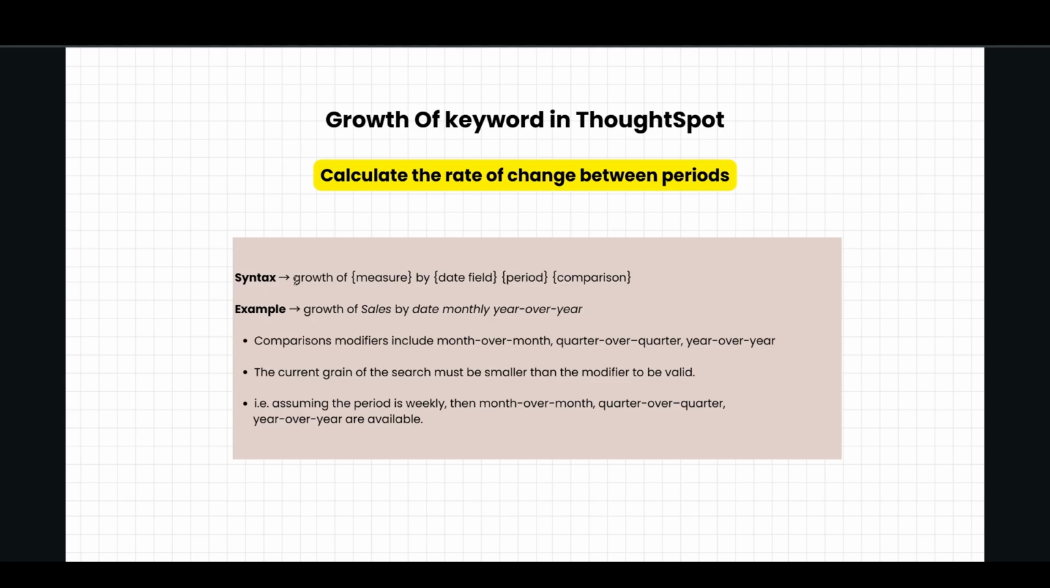So the search syntax of growth of keyword goes: we write growth of and then we write the measure. So say growth of sales. This is the measure that we are interested in. And then we write by date field. In my data set, the date field is date. In your data set, it could be event date, order date, transaction date, visit date, or simply date. And the third piece is period. So say we want to look at data monthly. And then the fourth one is the comparison modifier. So say year over year.